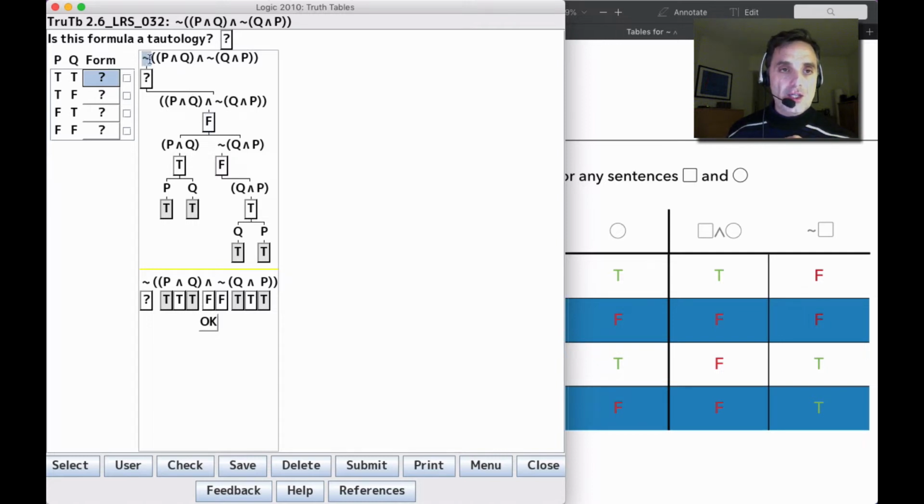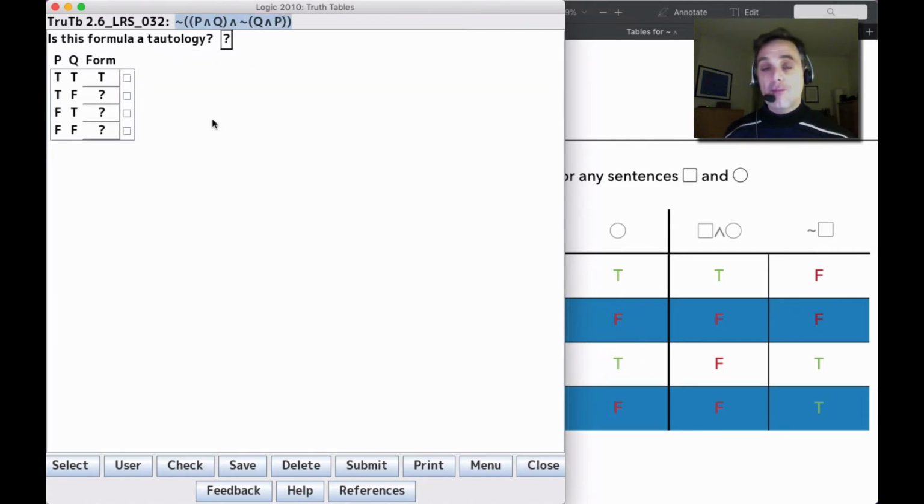If the conjunction is false, let's look at the last stage. This is the negation of the conjunction. This conjunction is false, so this is the negation of a false sentence, and the negation of a false sentence is true. So we know our formula is true. Do we know whether or not the formula is a tautology? No, we don't know that it's true on all rows, so we don't know that it's a tautology. We don't know that it's false on any rows, so we don't know that it's not a tautology. So we need to keep going.